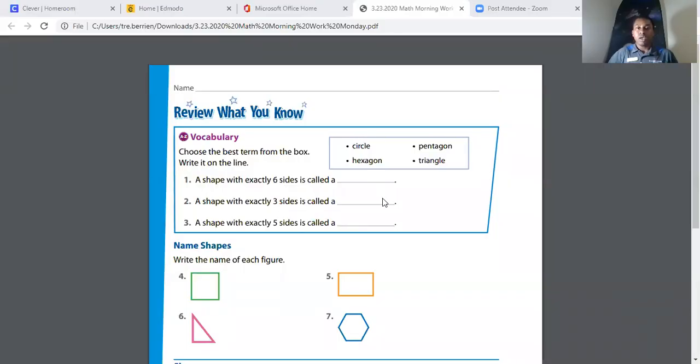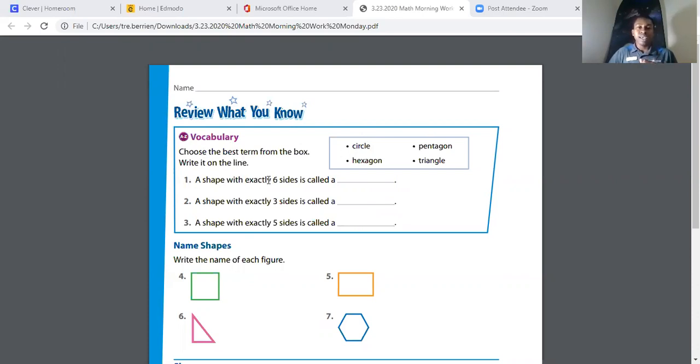Let's see. All right. So we should be on this page called Review What You Know. We've seen this before. Directions, here's our vocabulary. It's choose the best term from the box, write it on the line. Now, here is our box over here. We have circle, hexagon, pentagon, and triangle inside the box. We need to figure out which ones we're going to use for these specific definitions.